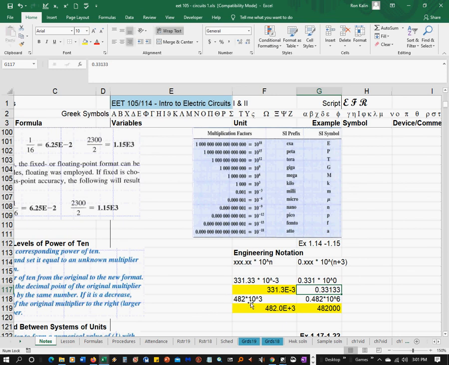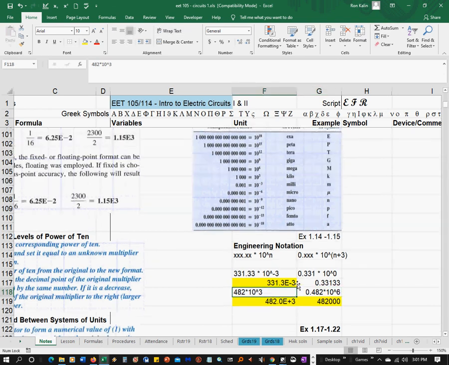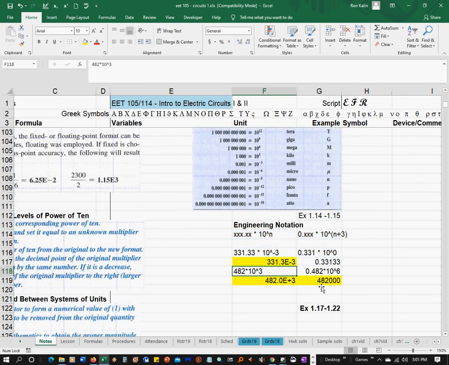If you had 482 times 10 to the third, that would be 482 e plus 3. And then if you move the decimal point over again 3 places this way, you're making this a smaller number, so you have to make this a bigger number. So again, you would write it like this. Either one of these is acceptable as far as engineering notation goes. They're both the same number. So whether you choose to write it this way or write it that way, that would be fine.